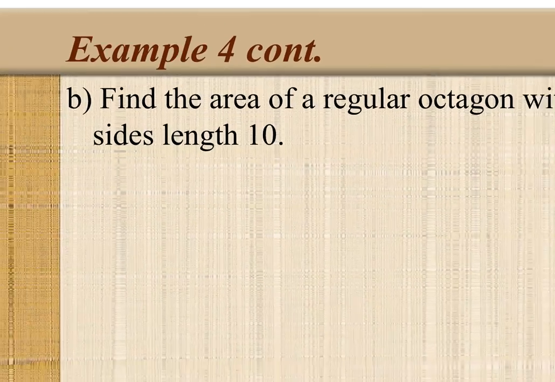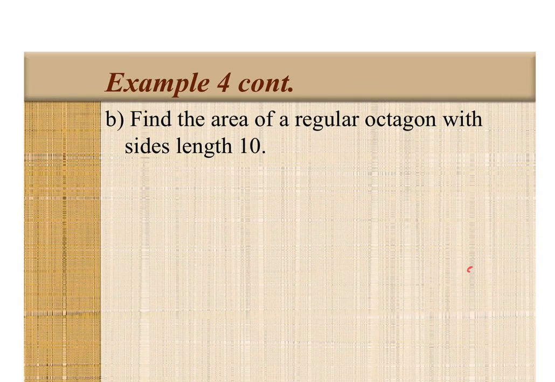Now the area of a regular octagon with side lengths 10. So we know that our side length is 10. We know that the number of sides is 8 for an octagon. Now our area equals 1/2 times the apothem times the number of sides times the length of each side. So the only thing that we're missing in this formula is the apothem.